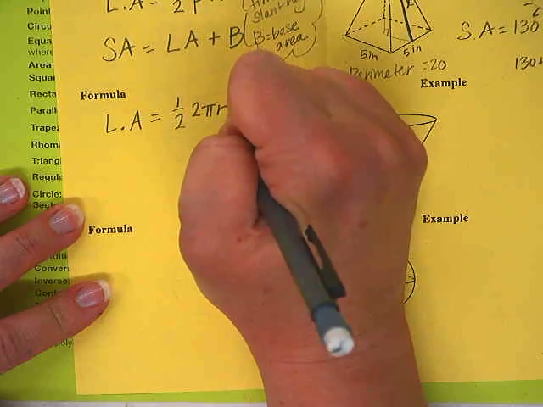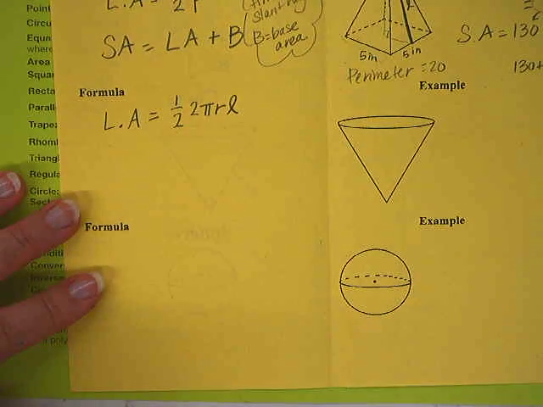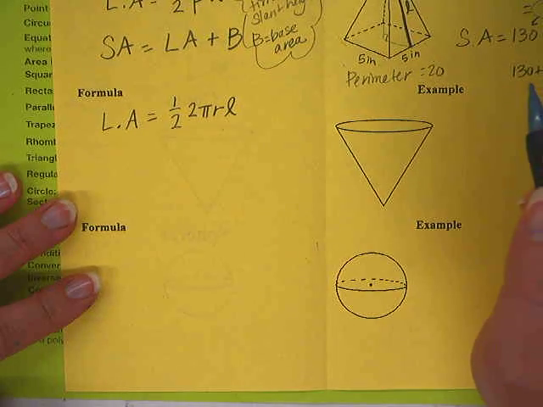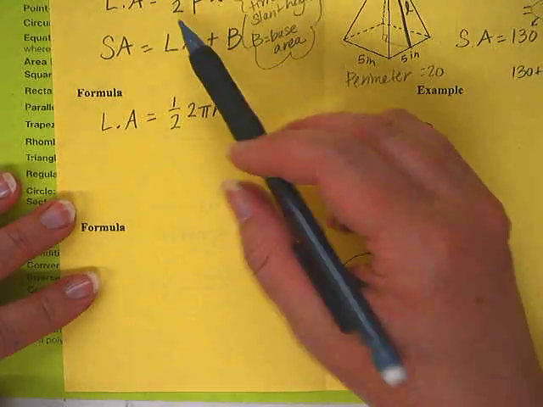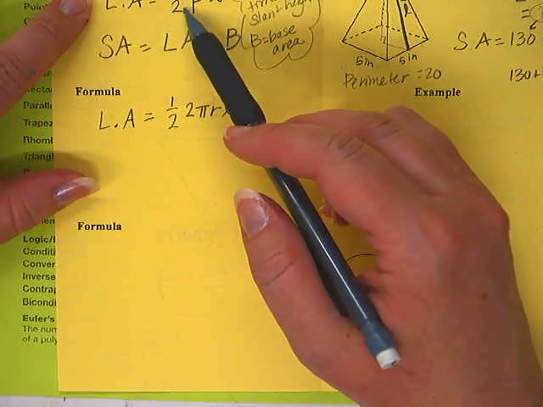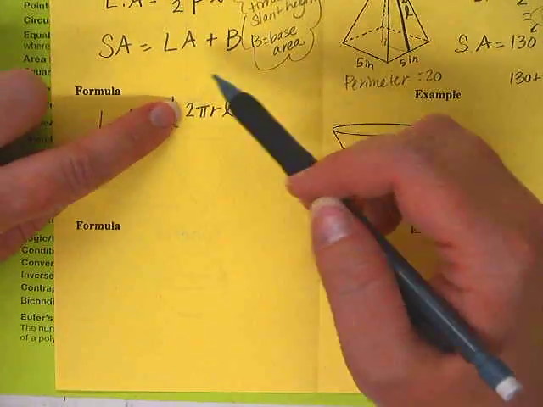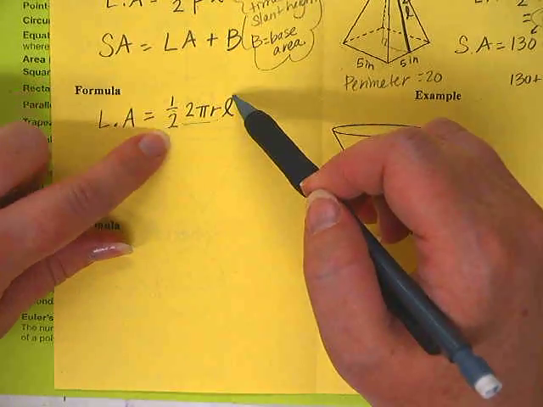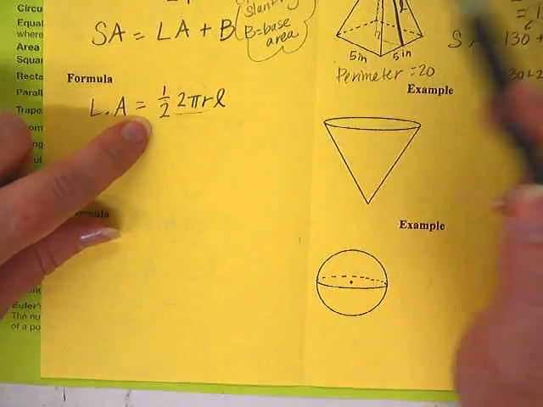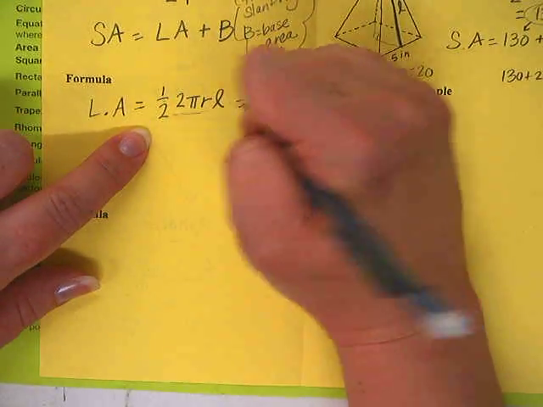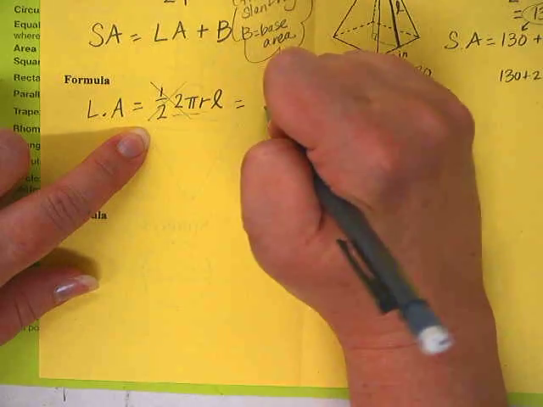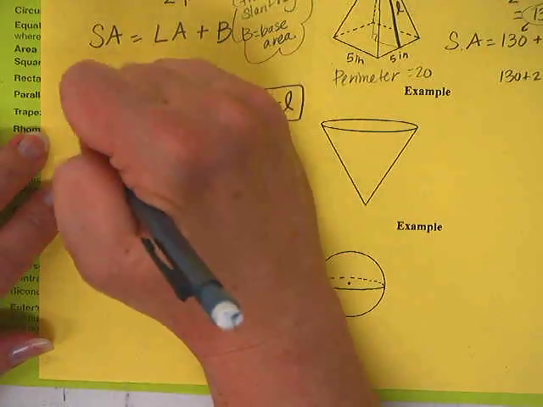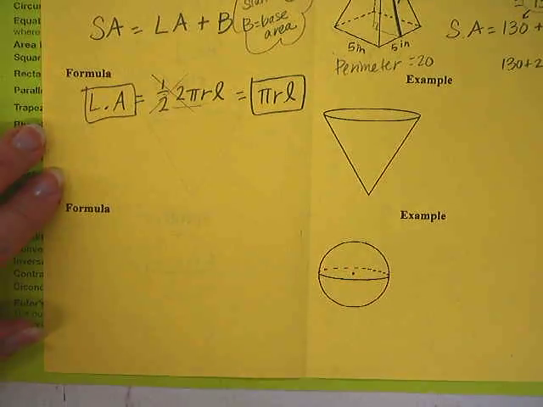Cone is 1/2 2 pi RL. The reason it's 1/2 2 pi RL is that it's half, just like the pyramid. Just like the pyramid, it's 1/2, and then just like the pyramid, it's perimeter, which is circumference, and then L. Well, what happens if you have a 1/2 and a 2 in the same formula? They cancel each other out. So it ends up just being pi times r times L.